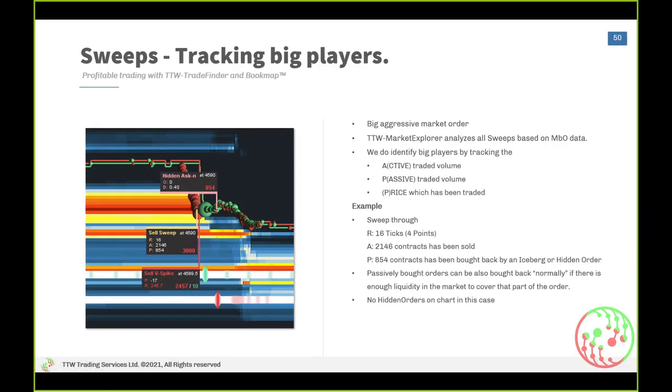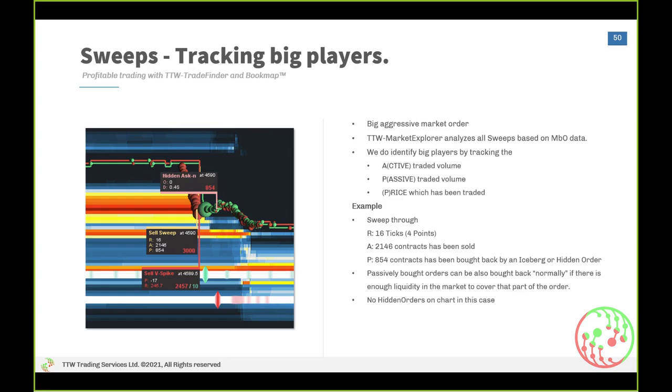Okay, that's what we talked about. Sweep tracking: big players, big aggressive market orders. The Market Explorer analyzes all sweeps based on market by order data. You won't see sweeps for Cedro. You won't see sweeps for Kinetic. You won't see sweeps for CQG, IQ Feed. Whatever you use, you won't see sweeps for that.